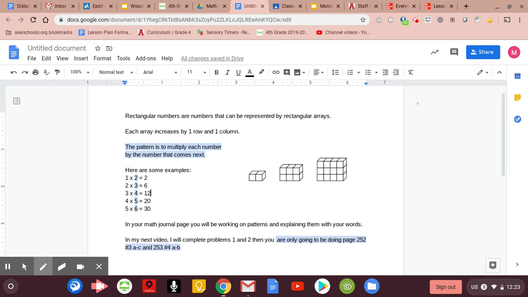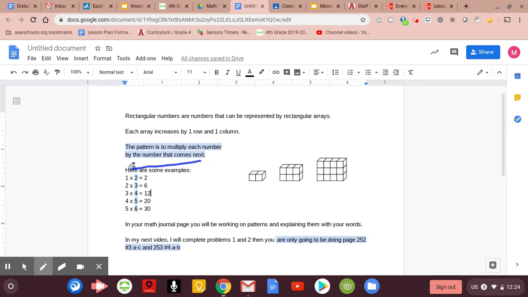All right, so looking at my screen here, we are looking at rectangular numbers. Rectangular numbers are numbers that can be represented by rectangular arrays. So here I have some rectangular arrays. Each array increases by 1 row and 1 column. So you notice that right here, I have 2. So I have 1 row, 1 column. And then here I have 6. So I added a column on the bottom and then I added a row. Then the same here, we're adding a column and a row.